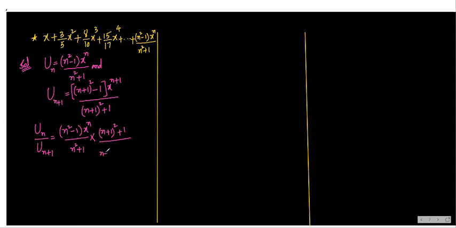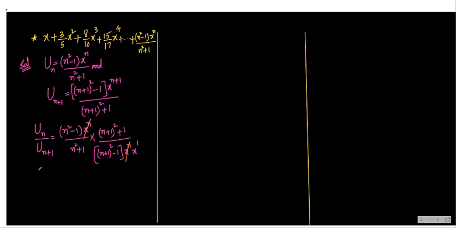The denominator is n plus 1 whole square minus 1, and this bracket is closed. And x power n plus 1 we write as x power n into x power 1. Some of the terms are cancelled, like this one with this one.